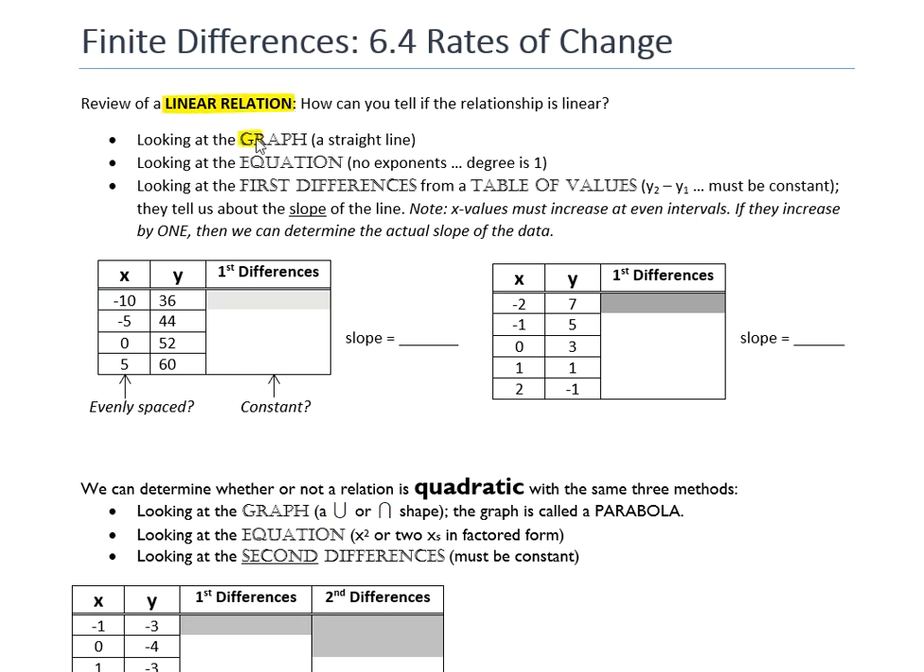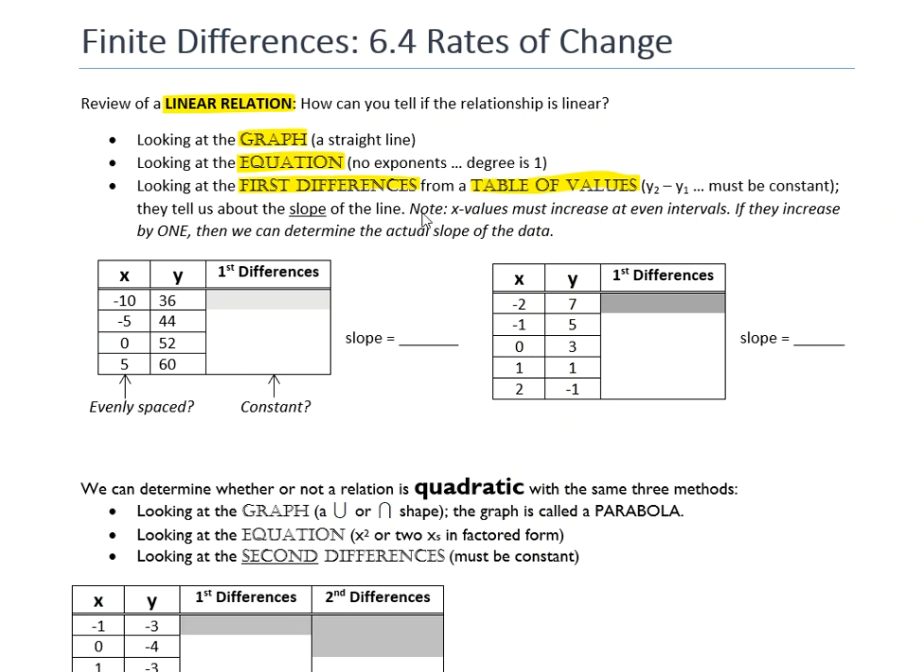If you look at the graph, you should see a straight line. If you look at the equation, you should have no exponents. The degree is 1, that means the highest exponent is a 1. If you look at the first differences, which means you are looking at a table of values, then when you subtract your y2 minus y1 values, they have to be the same, they have to be constant. And then these first differences tell us about the slope of the line.